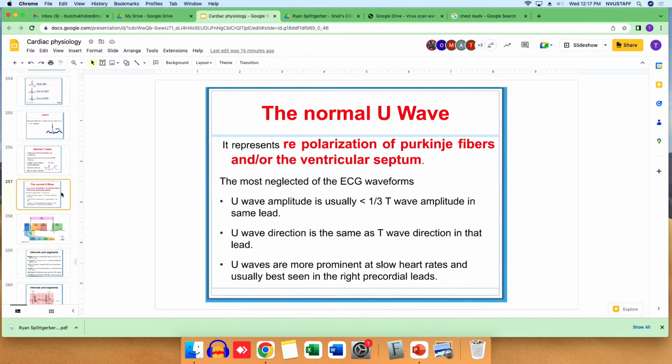Bigger, meaning that we are having some kind of pathology. However, it fully depends on our T wave. The U wave direction should be the same as the T wave direction in the lead. And U waves are prominent at slow heart rates and usually best seen in the right precordial leads.